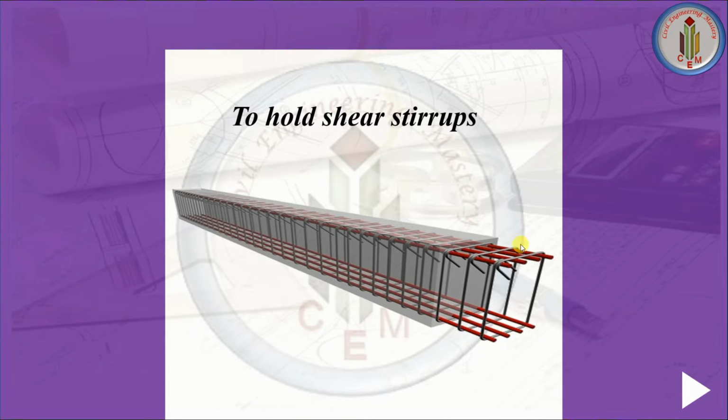Stirrups are provided in order to carry the shear force. So in order to resist the shear force, we have to provide the stirrups. To hold the stirrups, it has to have reinforcement at both bottom and top. If it is not provided, the stirrups will not be held in proper position during concreting as well as vibrating.